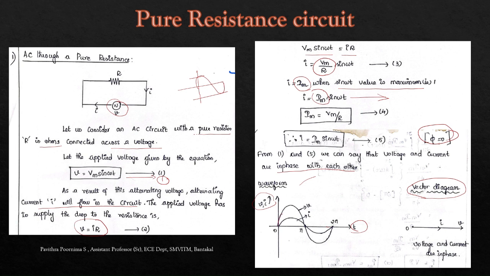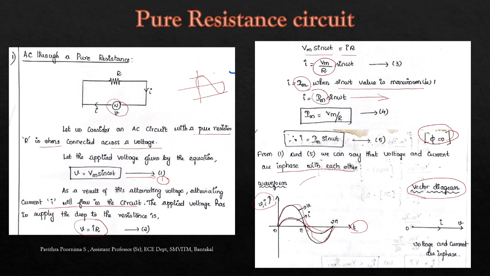So this waveform is for the V equal to Vm sin omega t, and this smaller amplitude waveform is for the I, because I is Vm divided by R. So the amplitude of the current is small compared to the voltage. And if we see the phase difference, it's 0. We have Vm sin omega t and Im sin omega t. So both are in phase. So there is no phase difference. Both the voltage and current are in phase.